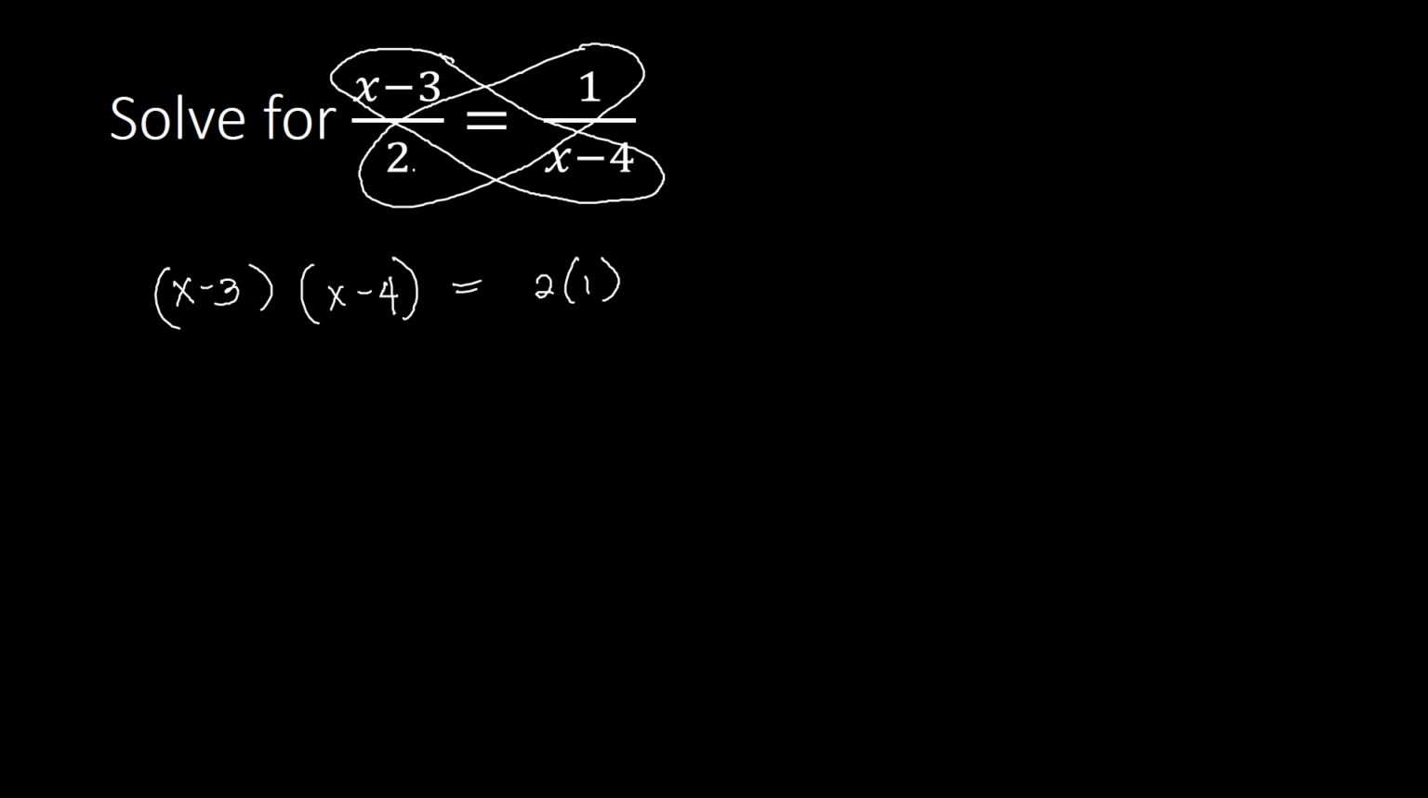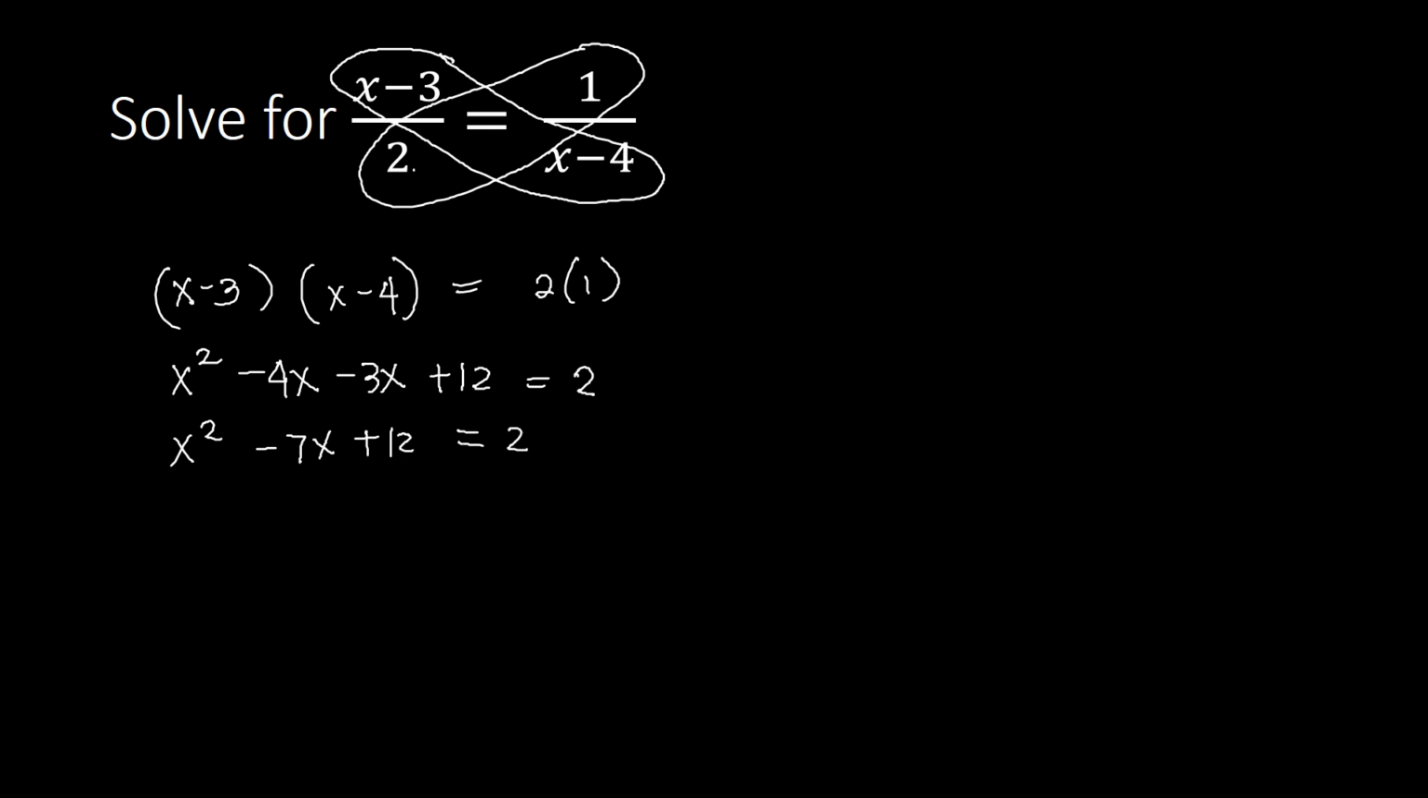simplify this one by the FOIL method. We have x times x, that will be x squared. x times negative 4 will be negative 4x. Then negative 3 times x will be negative 3x. And then negative 3 times negative 4 will be positive 12. And this is equal to 2 times 1, which is 2. So simplifying, this is now x squared, negative 4x minus 3x, that will be negative 7x, plus 12 equal to 2.